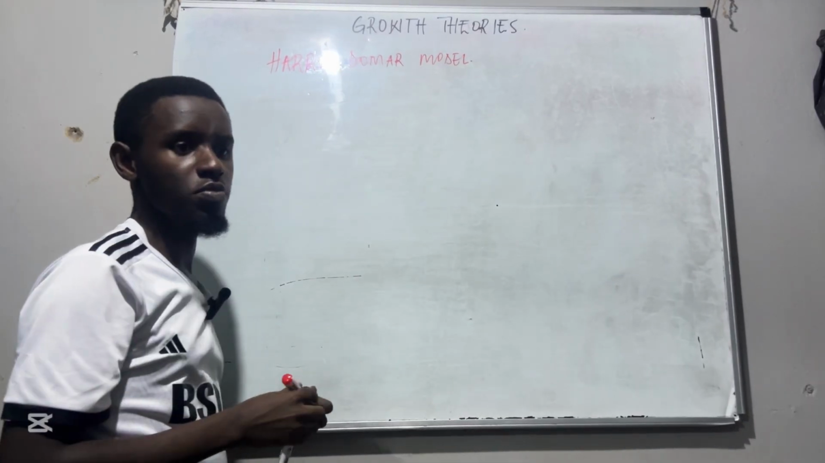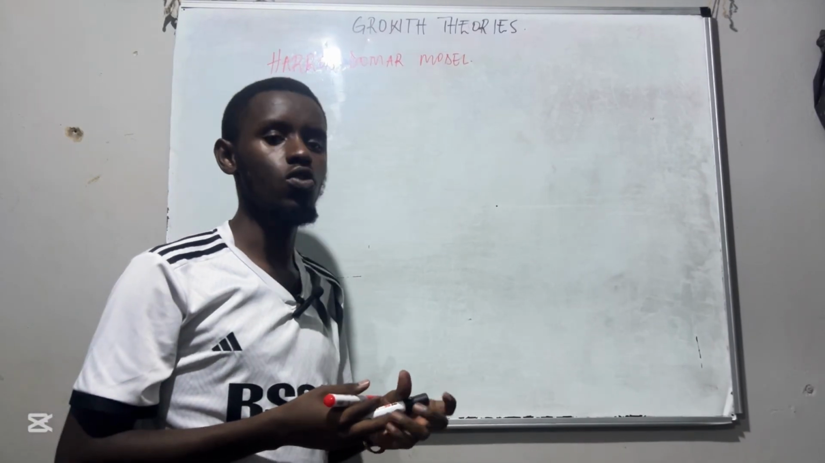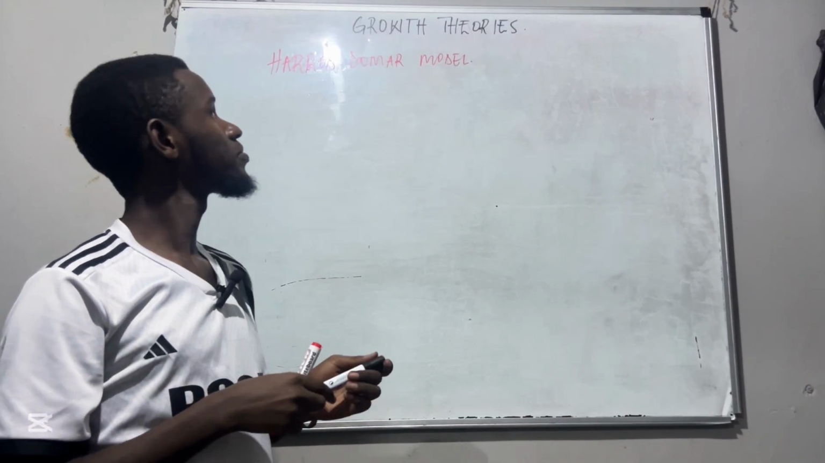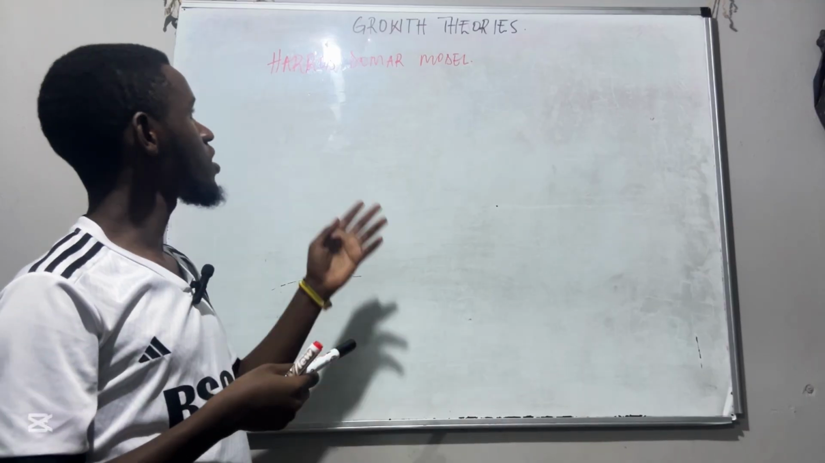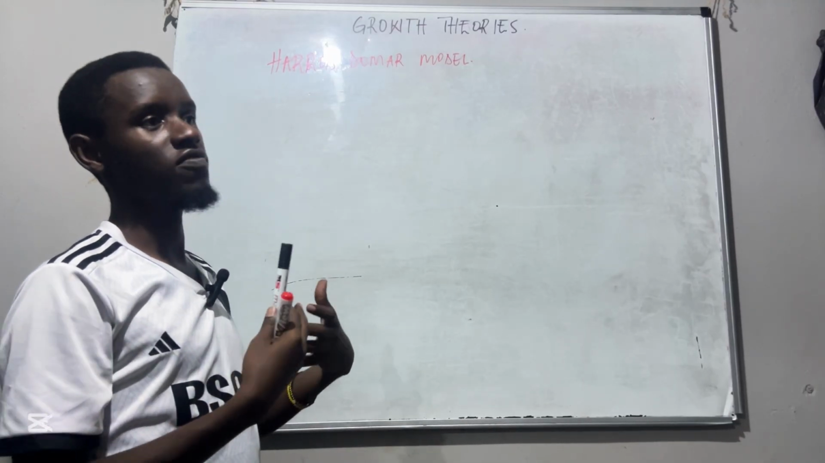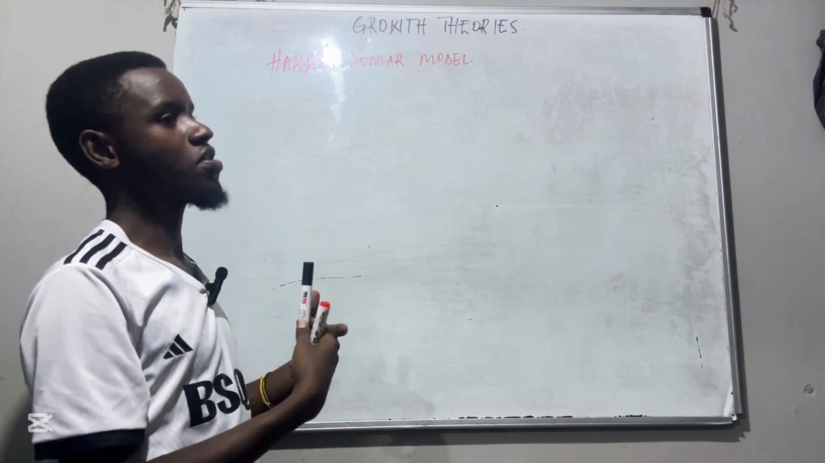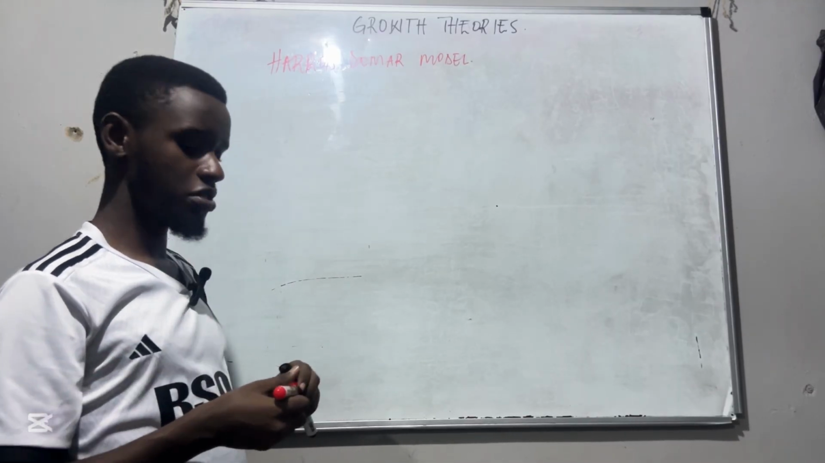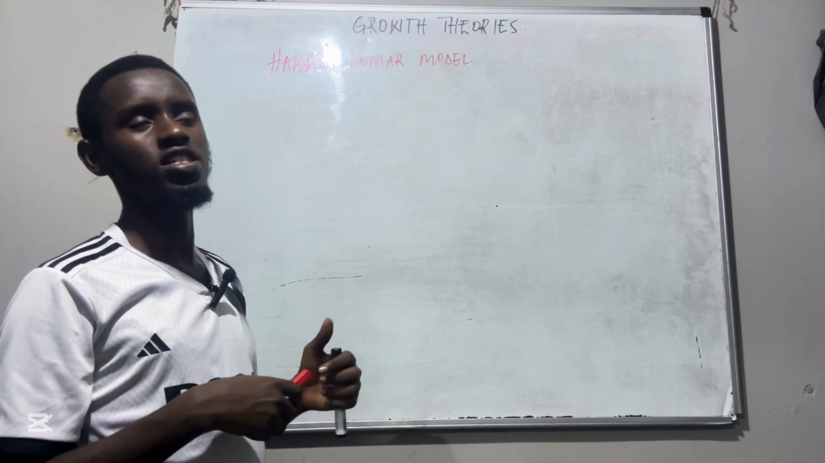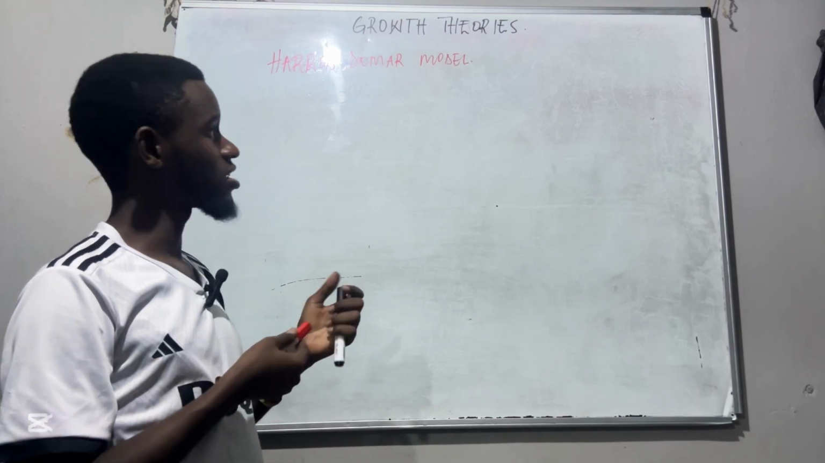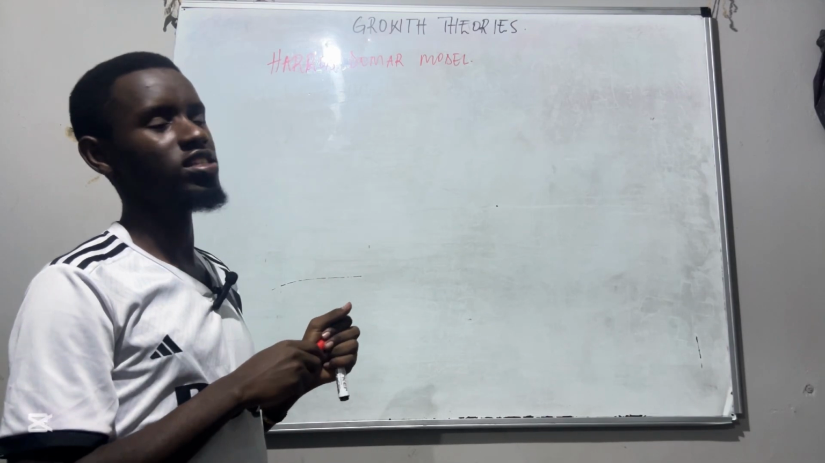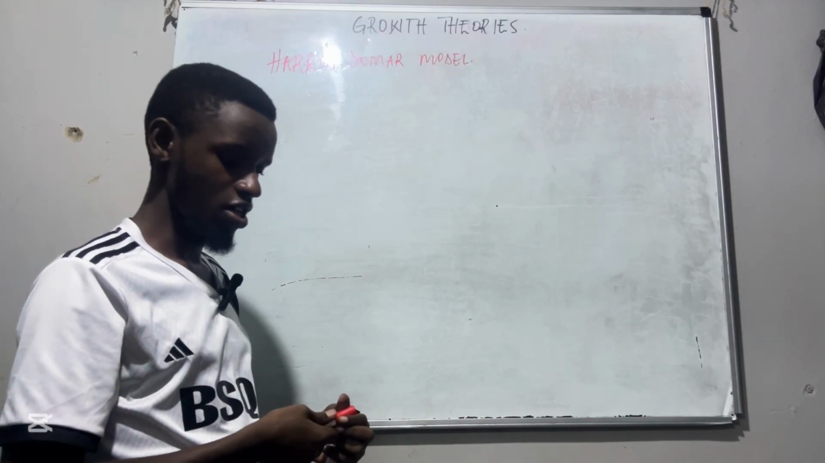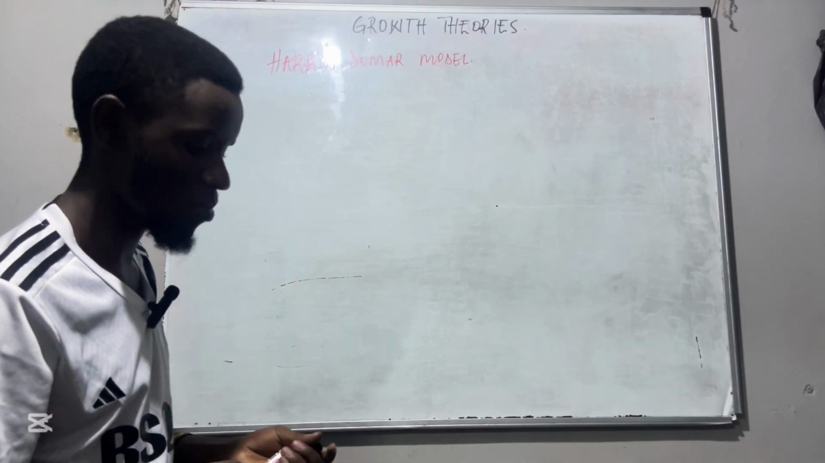Remember, this model was developed by the economists Harrod in 1939 and Domar in 1946. The models were developed separately, but since they have a lot in common, they were brought together to form a common model. It was developed as a continuation of the Keynesian theory, to supplement the Keynesian theories that were around at the time.